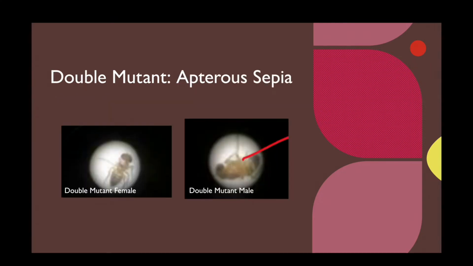The double mutant flies found in this study were called Apteris Sapia. They have the same color eyes as the Sapia mutant and have a lack of wings. Where wild-type flies have 2 wings attached at the thorax, Apteris do not. This mutation causes the flies to be 70% more viable than the wild-type flies, but more erratic, having a shorter life cycle. This causes both sexes to be sterile.